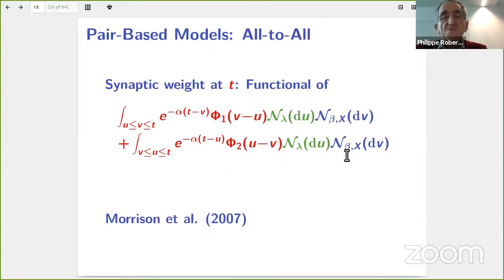So this is for the all-to-all model, because I just integrate for all the pairs of u of n lambda and beta x. Okay, so this is the all-to-all model. It can be shown that we have that.